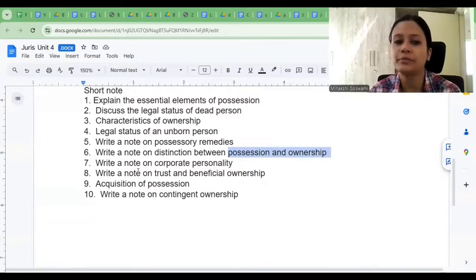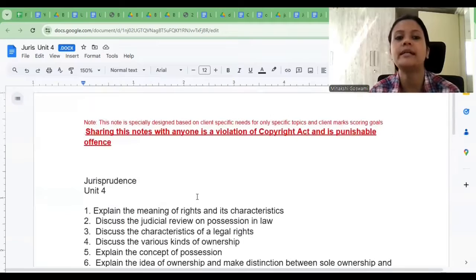Write a note on corporate personality. Write a note on trust and beneficial ownership. Acquisition of possession. Write a note on contingent ownership. So these are some of the important or commonly asked questions from Unit 4 of Jurisprudence.